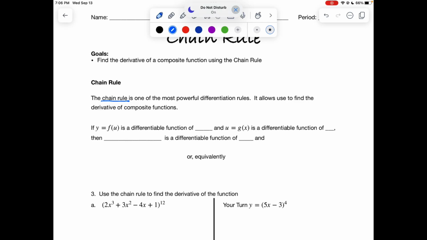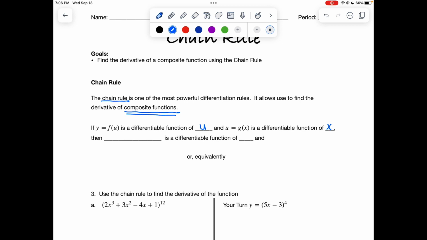Okay, today we're going to look at the chain rule. The chain rule is one of the most powerful differentiation rules. It allows us to find the derivative of composite functions. If y is equal to f of u is a differentiable function of the variable u, and u equals g of x is a differentiable function of the variable x, then to find the derivative of a composite function, a function inside of another function, you're going to take the derivative of the outside function times the derivative of the inside function.